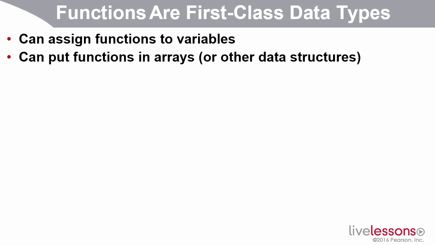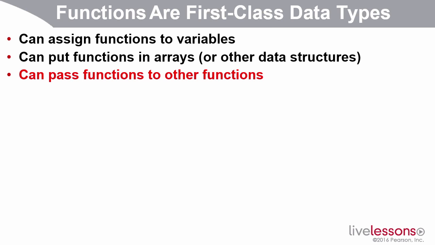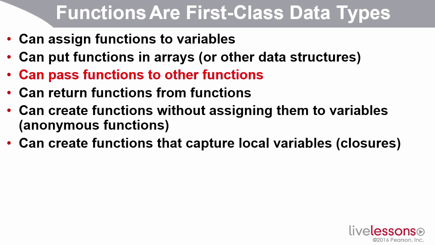So in the last section, we looked at the fact that you can assign functions to things. You can assign them to variables, put them in arrays, put them in other data structures like objects. In this section, we want to look at the fact that you can pass functions into other functions. After all, you can pass numbers to functions. You can pass strings to functions. Why can't you pass functions to functions? You can. And then we'll look at some other points in the next sections.